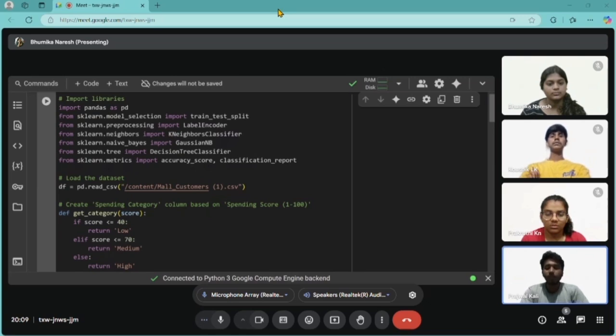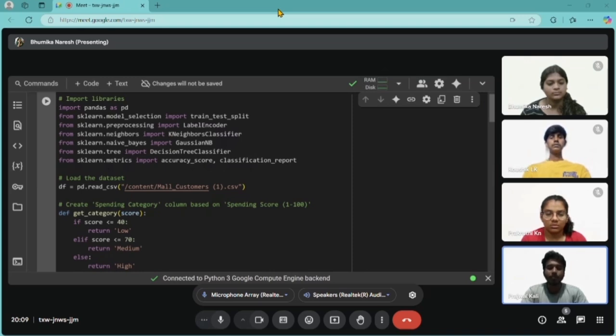Next, df = pd.read_csv. Here we are loading the CSV file that contains information about mall customers, like gender, age, income, and spending scores.